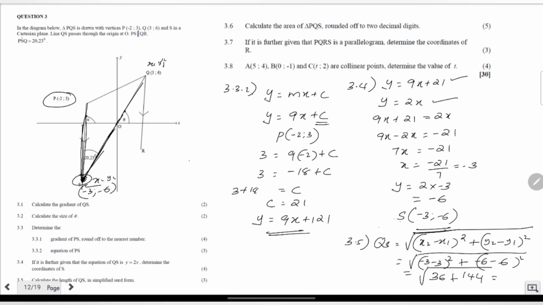Yeah. Then which is going to be 144 plus 36, which is 180, right? Square root of 180. Okay? Which is the same as 6 root 5. 6 root 5. So we get it. In simplest surd form, just write it.